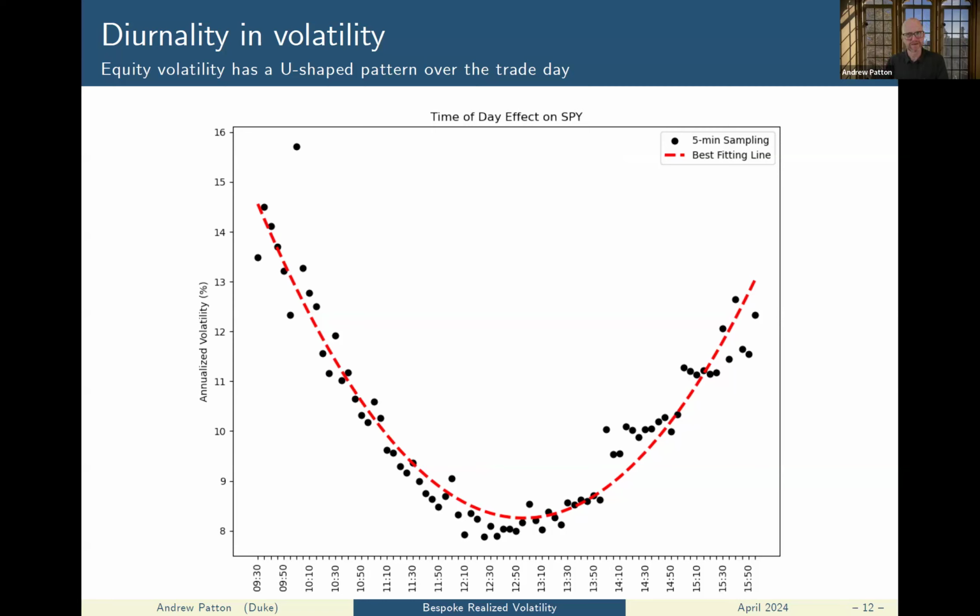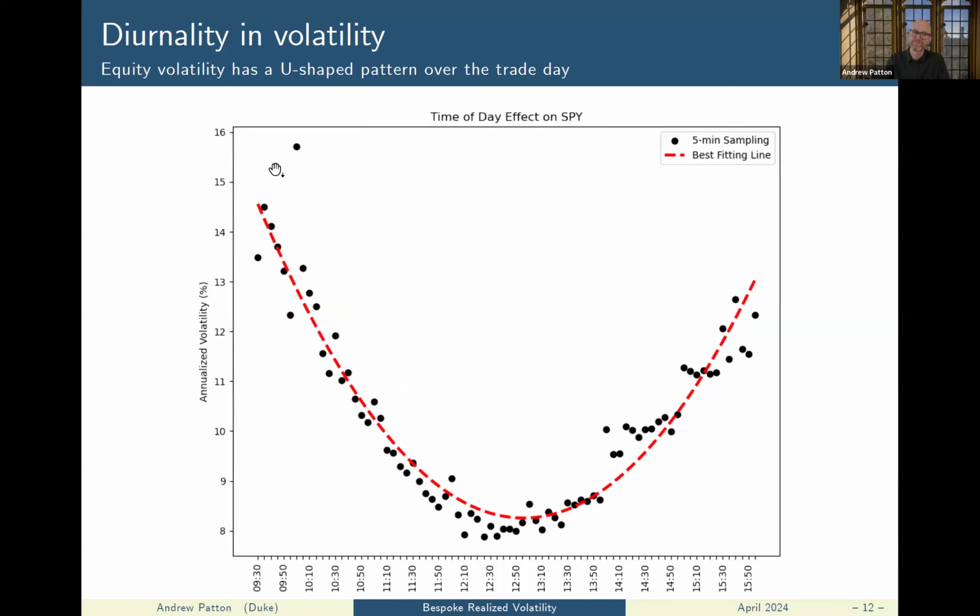The first one is an empirical finding, which is that volatility varies deterministically over the trade day. So this is using data on the SPY, a tracker for the S&P 500 index. Volatility is high at the open, low around lunchtime, and rises again in the afternoon. This is very common. It's true for every US stock I've looked at. It's different in Europe and Asia because there's overlaps with other markets opening, but in the US, this U-shaped pattern is very common.